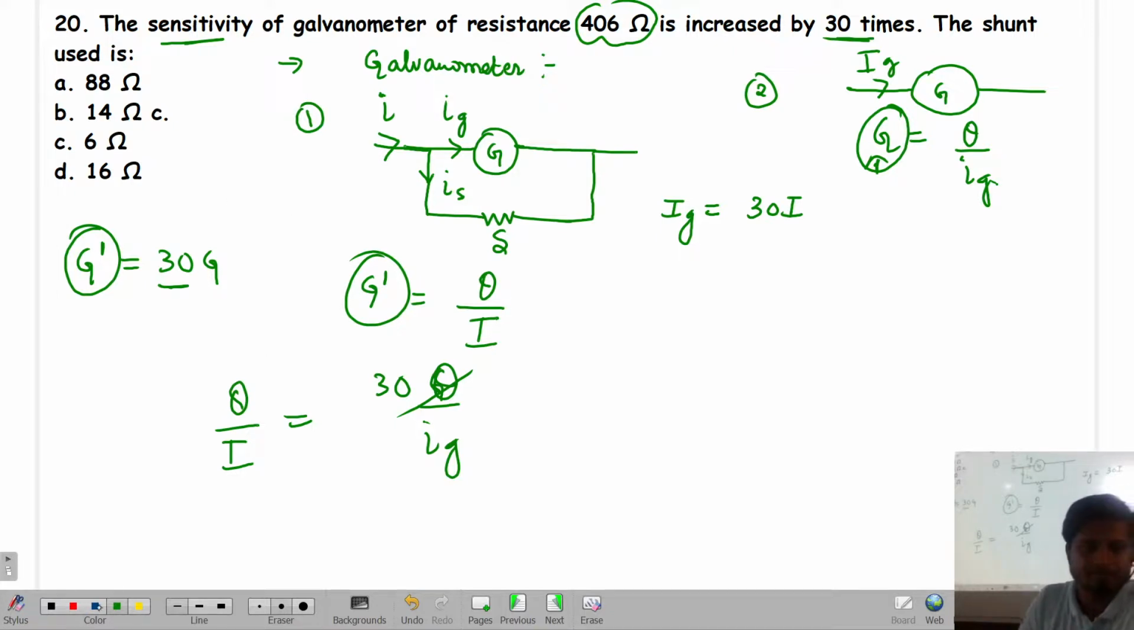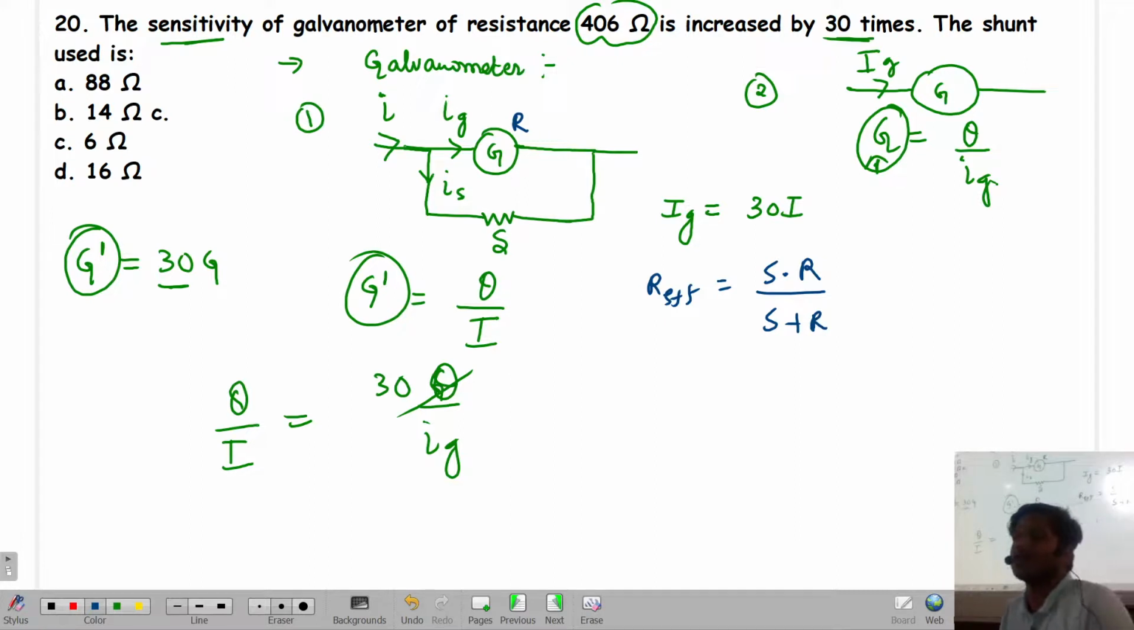Next process, be silent. Next process is what? Can I write I is equal to IC plus IS or not? Tell me yes or no. So this total current, if I want to find out, then what is the value if I just add it? Try to understand, this galvanometer has some resistance R. You have the formula for R effective, right? R effective will be shunt resistance into the resistance of the galvanometer divided by S plus R. Yes or no?